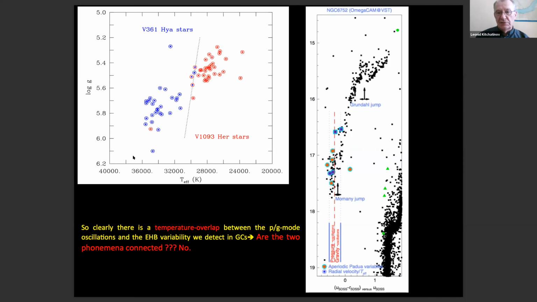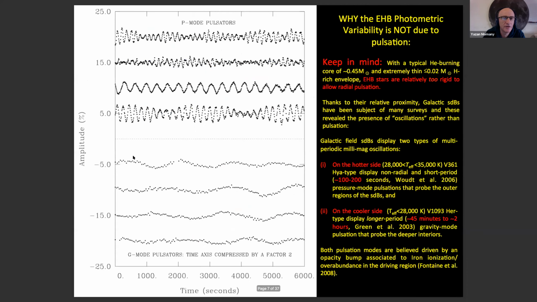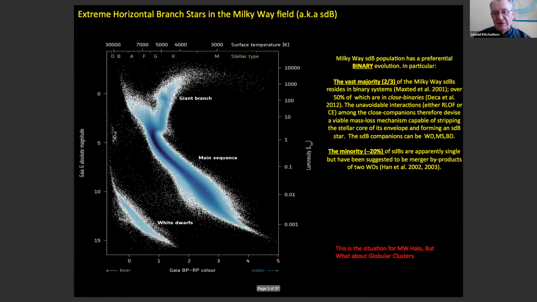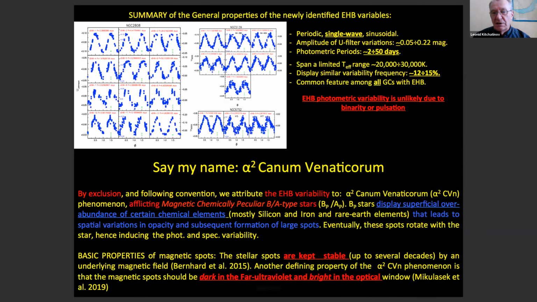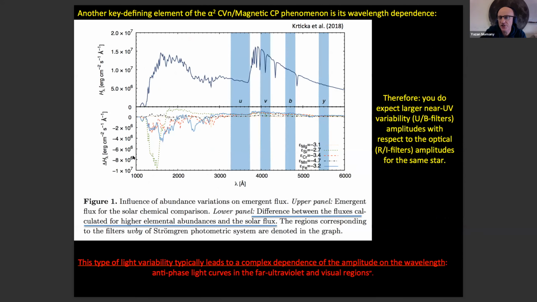In addition, there was a question by Simon Murphy about the origin. He meant paper: from which paper does the figure come from? Yeah, on slide 14. The first question was about the reference. Okay, 14. Okay, this is Krtička et al., 2018.